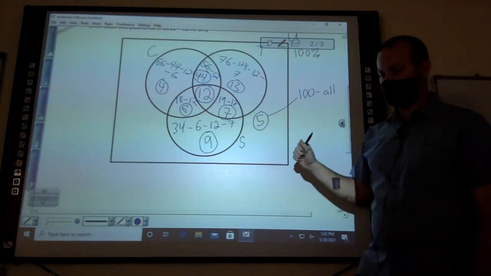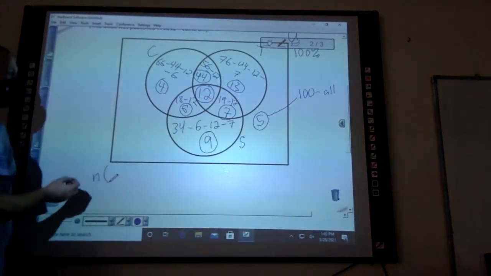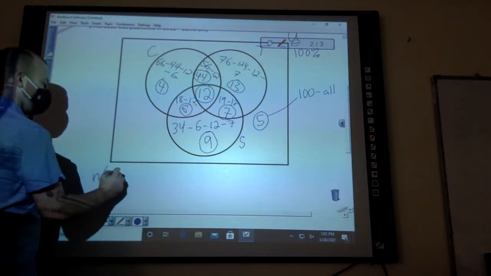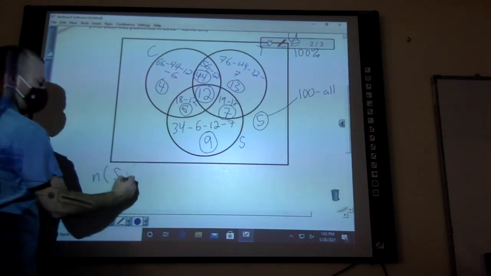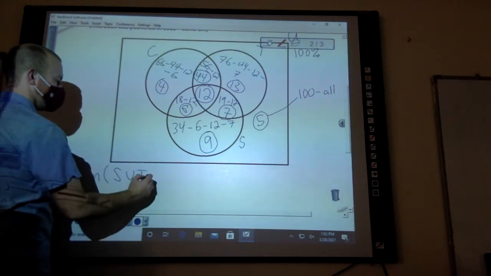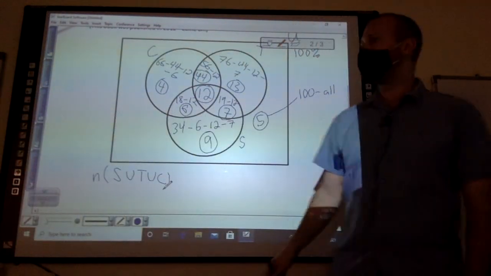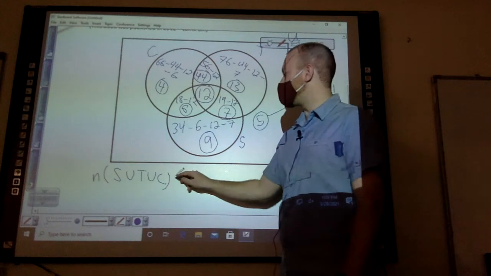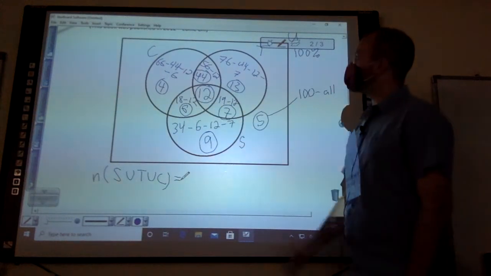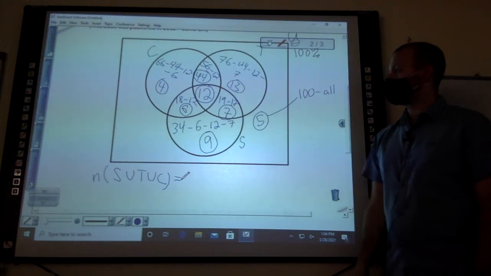So the question is, what's the number of people that were either S or T or C? So in one of these regions. And to do that, we either add all these up, or you can shortcut and just go 100 minus 5, because it'll get you the same thing. Yeah, just 95.